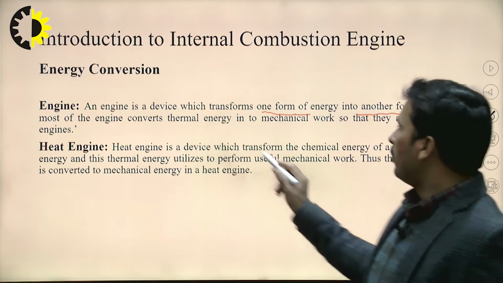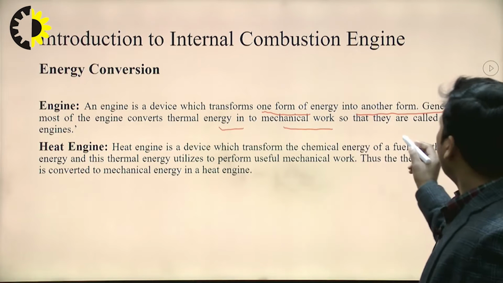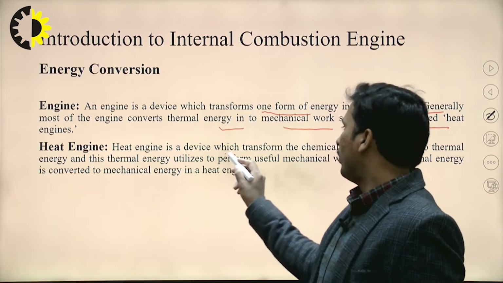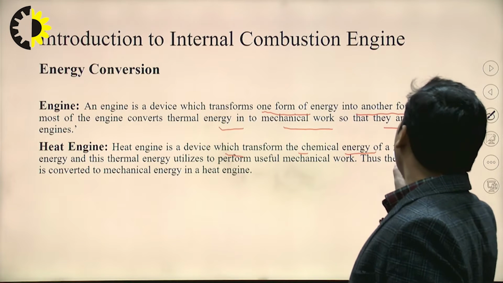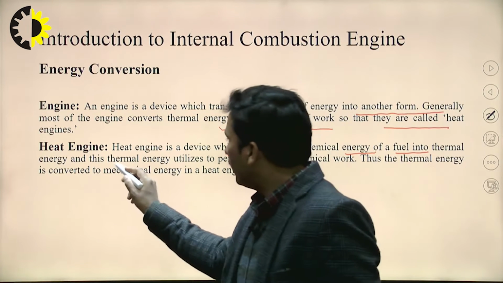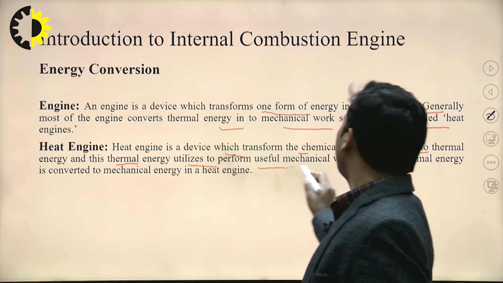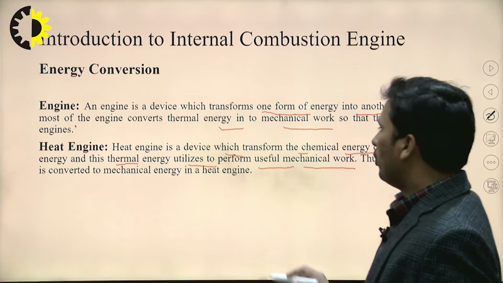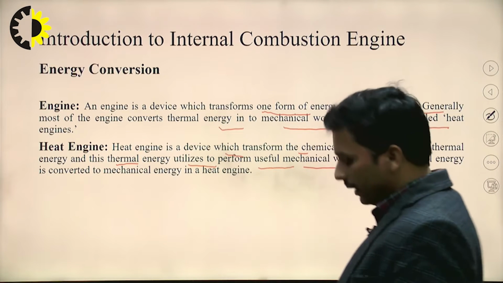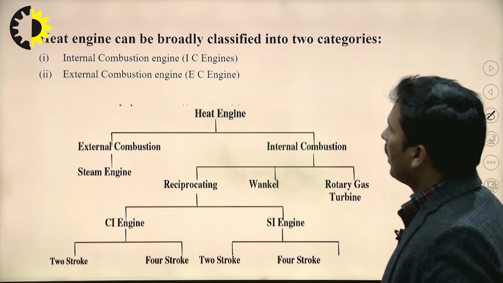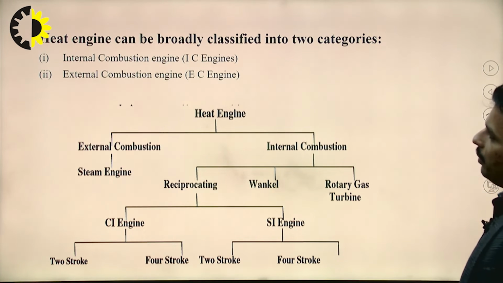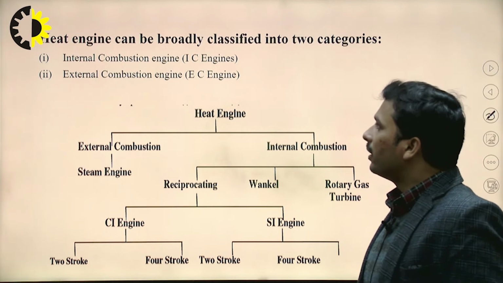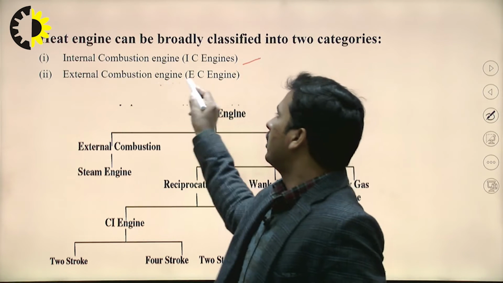Most engines convert thermal energy into mechanical work, so they are also called heat engines. A heat engine is a device which transforms the chemical energy of a fuel into thermal energy, and this thermal energy is utilized to perform useful mechanical work. Thus thermal energy is converted into mechanical energy in a heat engine. Further, heat engines can be classified into two main categories: the internal combustion engine and the external combustion engine.